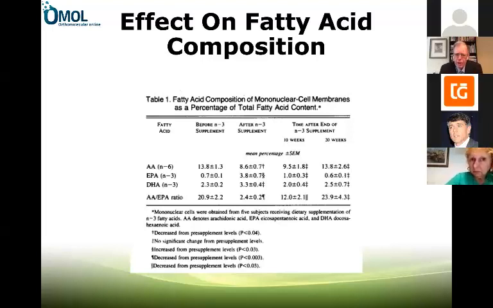The best marker of your degree of inflammation in the body is the ratio of two fatty acids. This is the ratio of arachidonic acid to EPA. And you can see more than 30 years ago, these healthy Americans in this experiment had very high levels of this ratio. And after taking the omega-3 fatty acids at 5 grams per day for 10 weeks, the levels dropped by 90%.